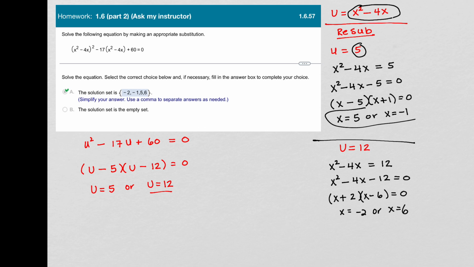So this gives me my 4 solutions: 5, negative 1, negative 2, and 6. And when I plug those back into the original, they all work. So that's where I get my solution. And that's how you do that problem.